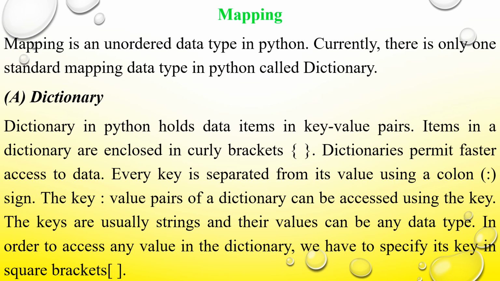The key value pair of a dictionary can be accessed using the key. The keys are usually strings, whereas the values of the keys can be of any data type. In order to access any value in a dictionary, we have to specify its key in square brackets.